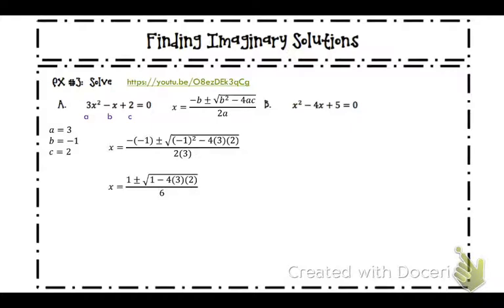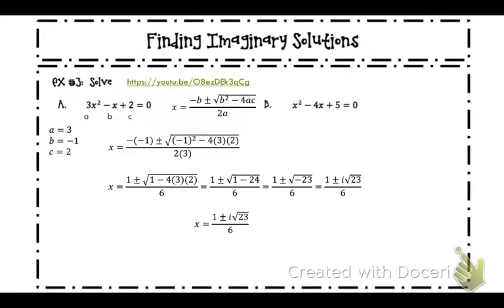So it's 1 ± √(1 - 4·3·2) over 6, because negative 1 squared is 1. Continue to simplify that down, and you end up with (1 ± √-23)/6, which is (1 ± i√23)/6. And that's your answer. Okay, and remember, this is 2 answers.